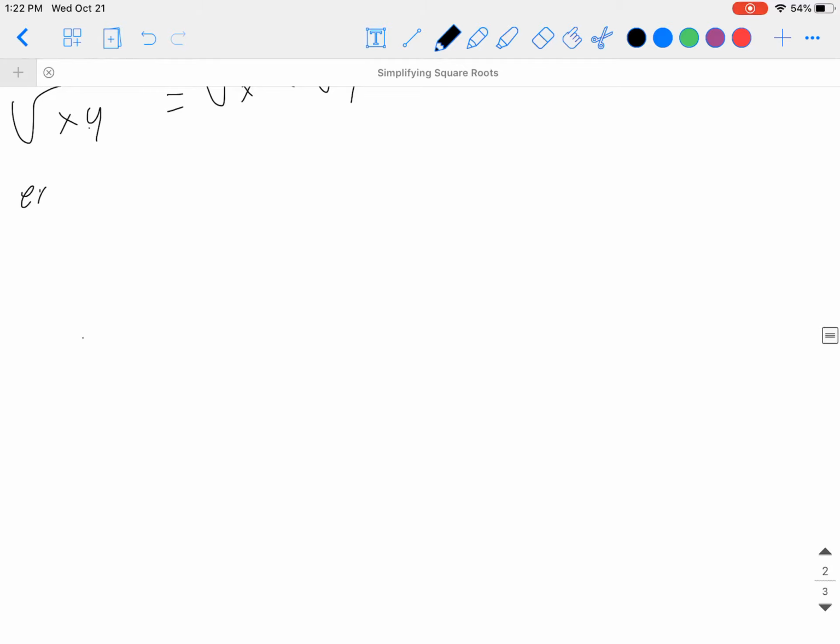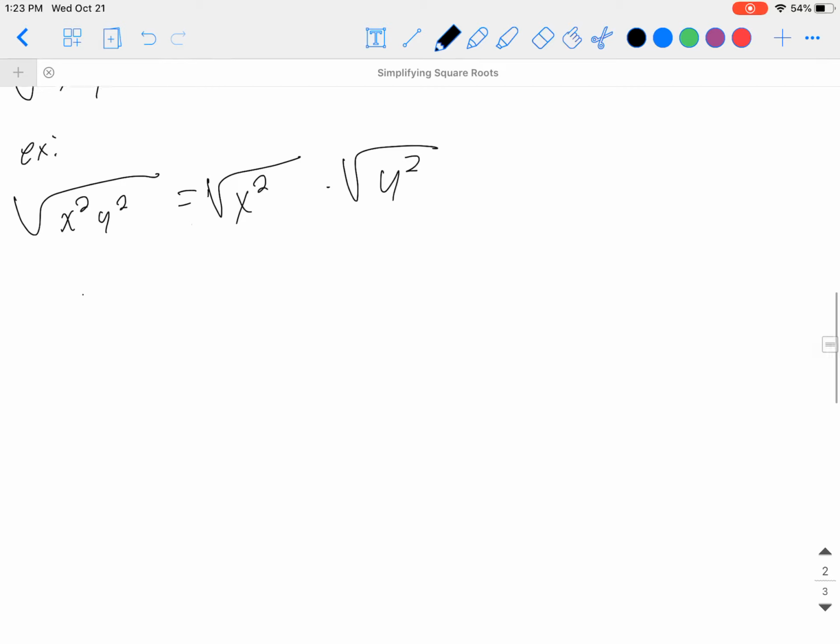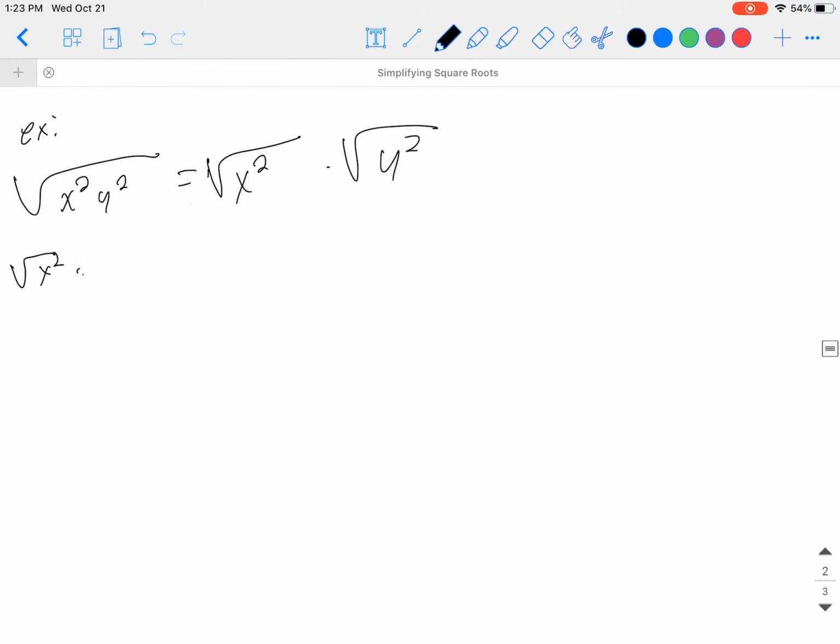So, as an example, let's take the square root of x squared y squared. Well, by the product rule, we can make this the square root of x squared times the square root of y squared. So, what's the square root of x squared equal to?